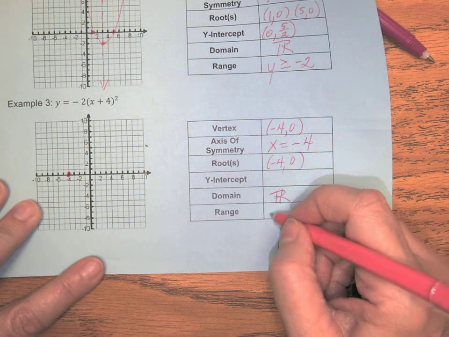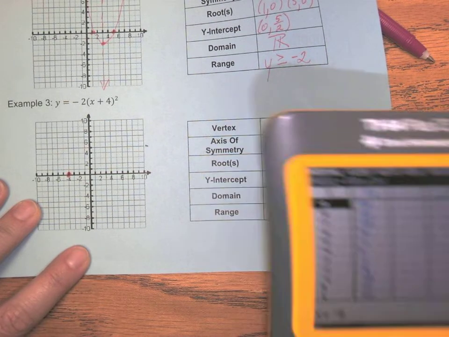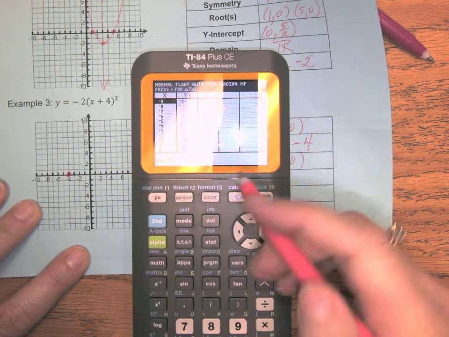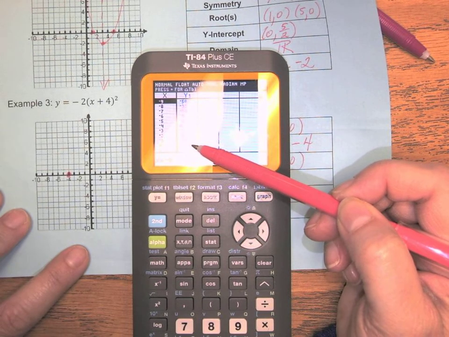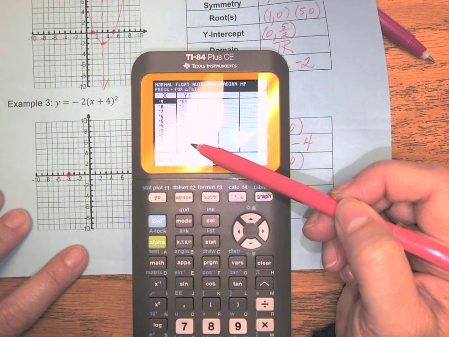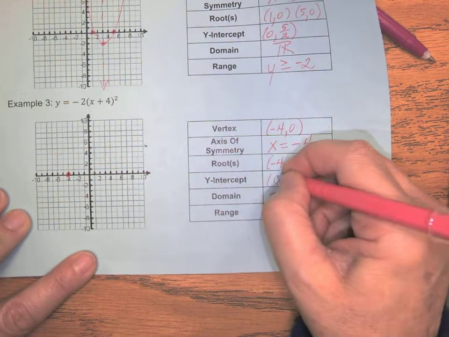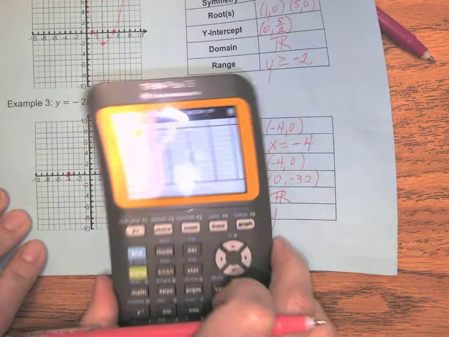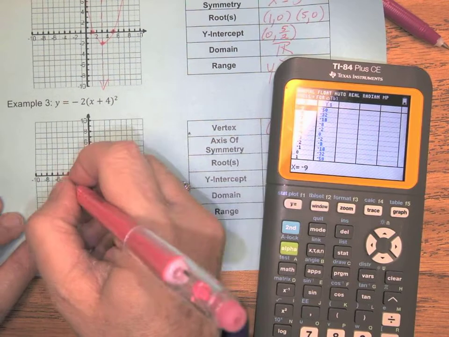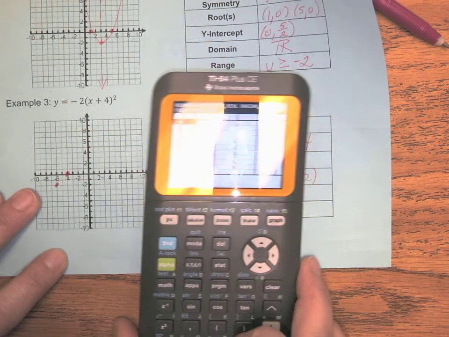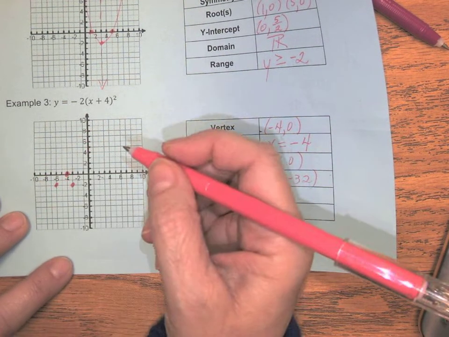Domain, all real numbers. Range, well, we don't know which way this one's going yet, do we? So, y-intercept. Where's the y-intercept? It's where x is 0. 0, negative 32? I can't graph this here. So let's graph a couple of other points. Let's go negative 5. I can write that down. Let's write it down. And let's look at a couple of other points. Let's do negative 5, negative 2. And let's do negative 3, negative 2.